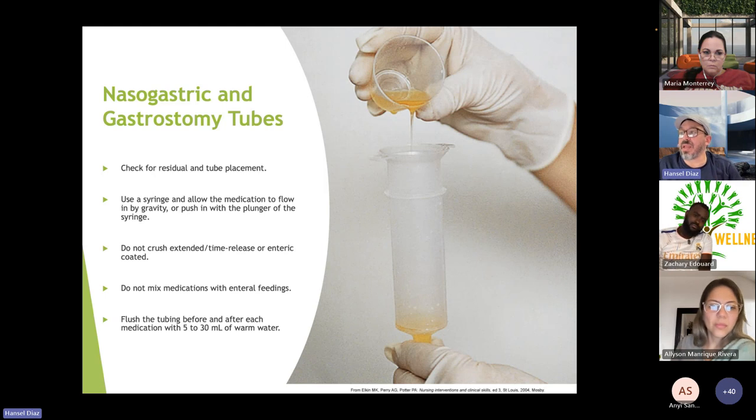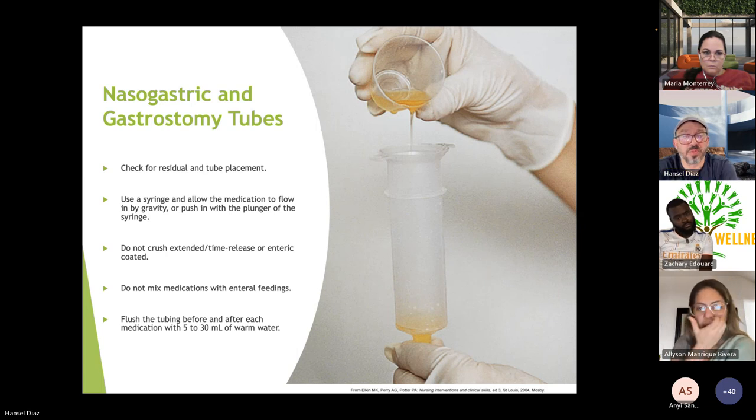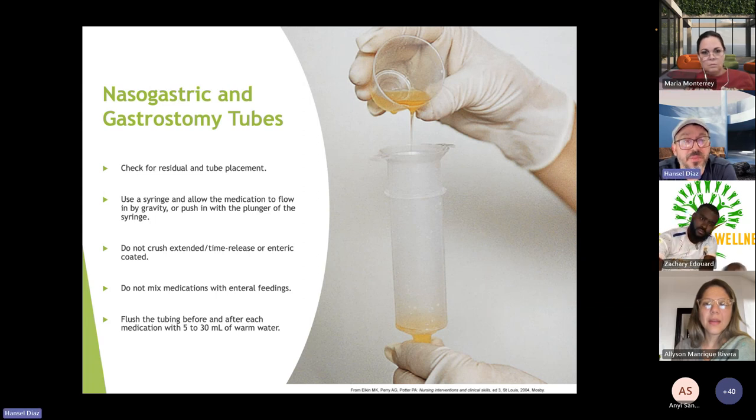Nasogastric and gastrostomy tubes. What's a nasogastric and what's a gastrostomy tube? What's the difference? One goes through the nose. Placement. Yeah. And the other one? Is directly to the stomach? So one goes through the nose and the other one is connected, the PEG tube.